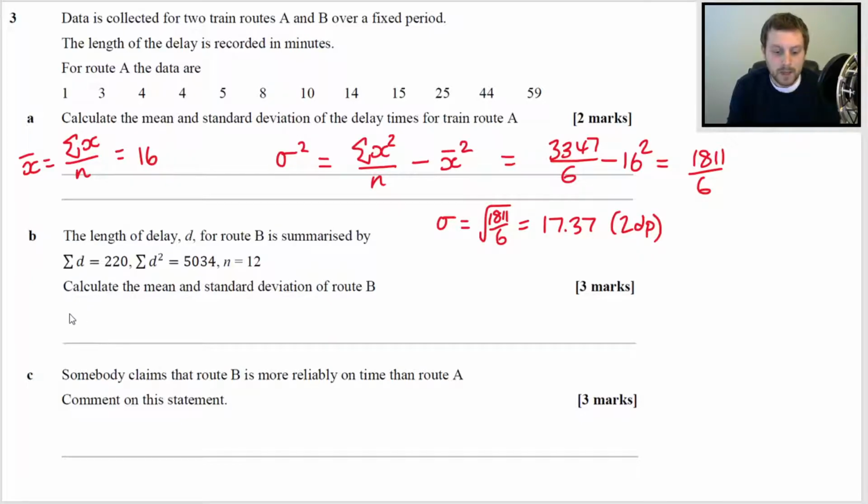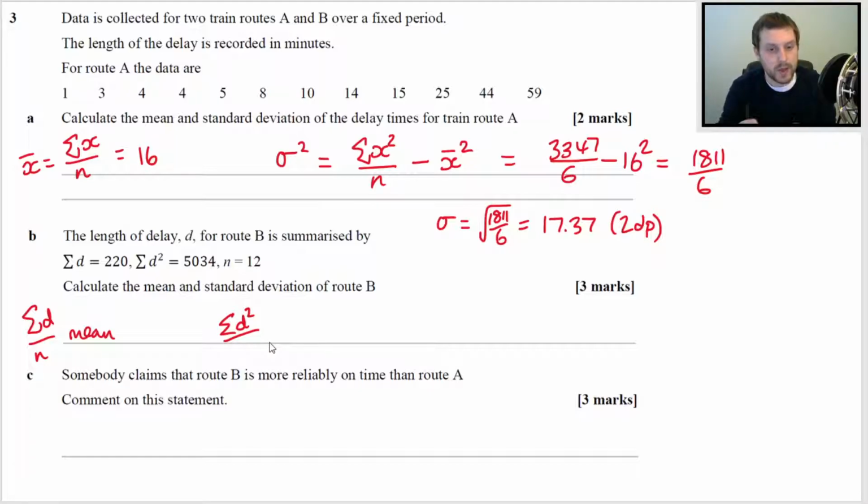Right, for part B, we are actually given the various bits of information that we'd need to apply to this formula. So for the mean, it's sigma d over n, so that will be the mean. And for the standard deviation, it's sigma d squared, because we're adding up all of the squares, right?